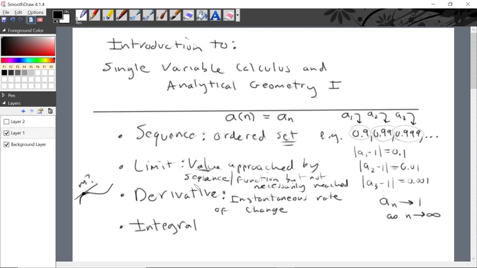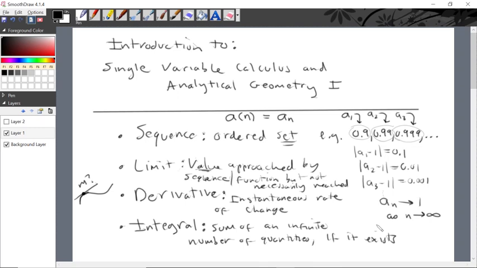And then later in the semester, we'll be talking about the integral. What is an integral? The integral is the sum of an infinite number of quantities, if that sum exists.